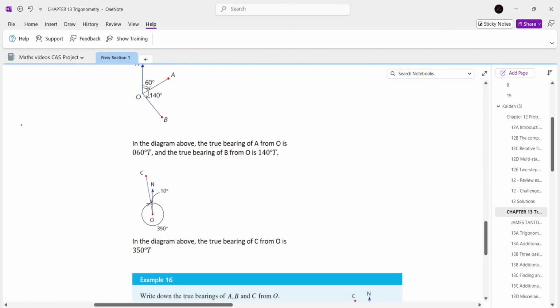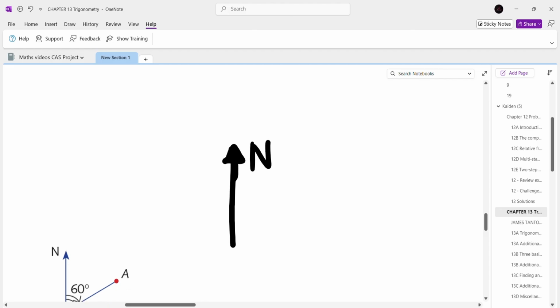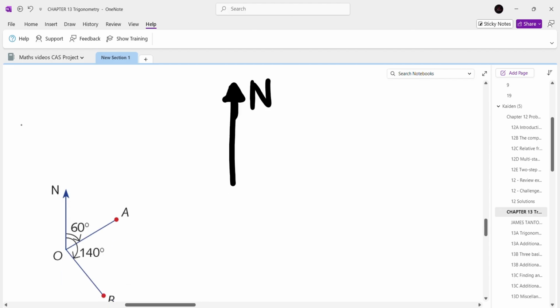And then finally, over here, we have true bearings. So a true bearing is just the direction that north is in, and angles will just rotate clockwise around it.